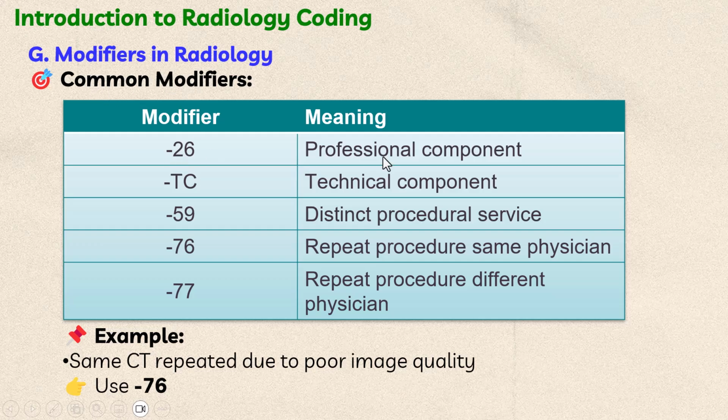Modifier 26 for professional component, TC for technical component, 59 for distinct procedural service, 76 for repeat procedure by the same physician, and 77 for repeat procedure with a different physician. For example, a CT repeated due to poor image quality. Here you would use modifier 76, that is for repeat procedure by the same physician.